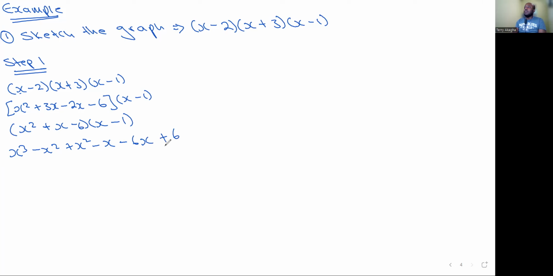Then you collect like terms, okay? So we're going to collect like terms now. In this case, we have minus x squared plus x squared, which is going to give us 0. So it's going to be x cubed.